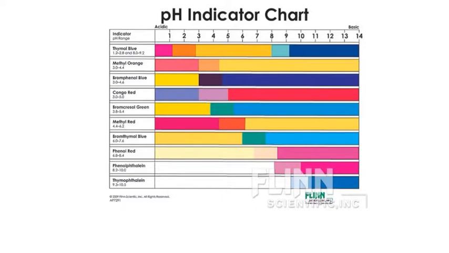So when we're looking at indicators, right, what we really want to look for is indicators that have lots of different color changes. So the more color changes, the more specific our range can be. And we're also looking for where the color changes take place, because different indicators are more useful to figure out if you have an acid, if you have a base, or if you have a neutral solution.